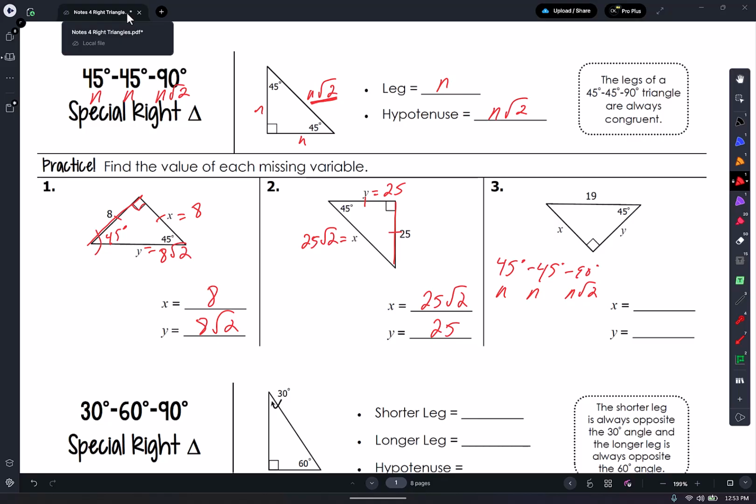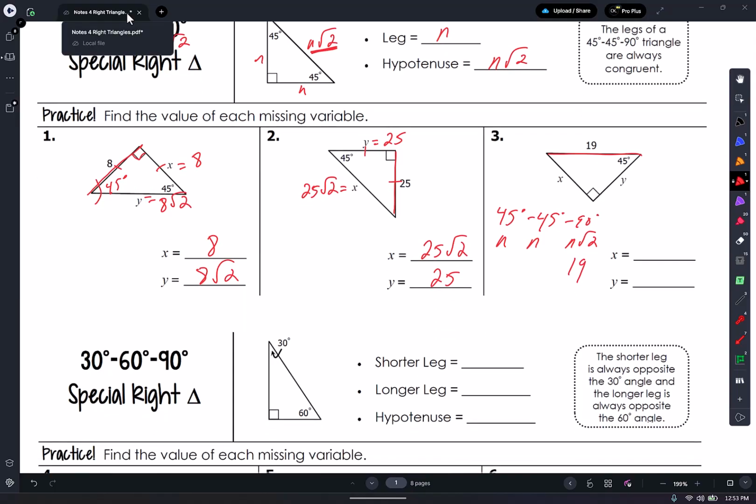All right. That 19 is the hypotenuse. You're going to write 19 underneath that n square root of 2. So that means you can write n root 2 equals 19. And then to get n by itself, you're just going to do what? Yeah, divide by root 2 or square root 2, however you say it. So n equals 19 over root 2. And then we want to rationalize this. So when you rationalize a fraction, you're going to multiply by square root of 2 over square root of 2. That just means you don't want to have a radical in the denominator. So you're going to have x and y as 19 root 2 over 2. So that's what the answer is.